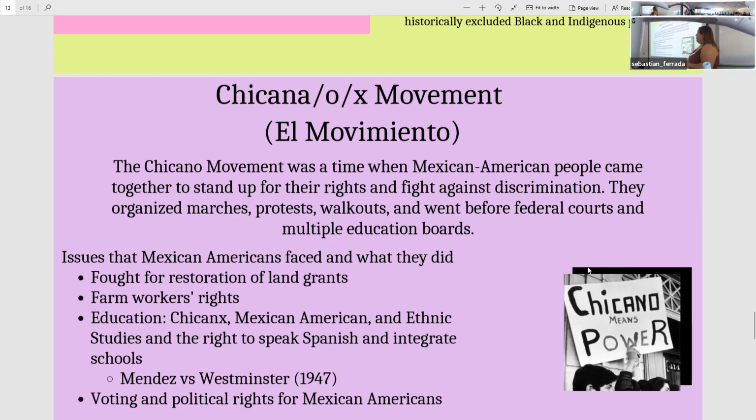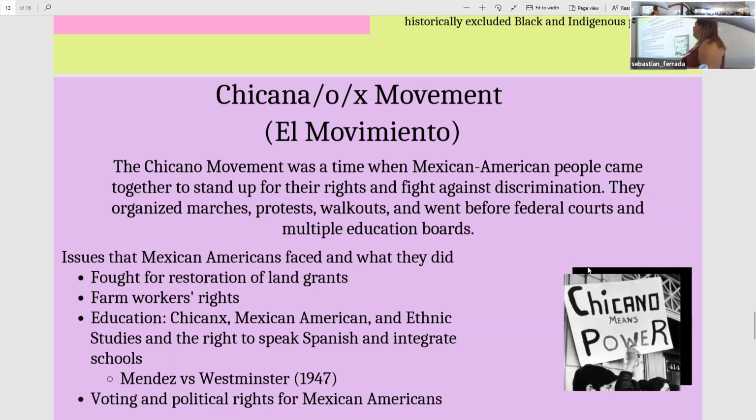Another issue we were fighting for was farm worker rights. And in 1962, a group of Chicano activists led by Cesar Chavez and Dolores Huerta embarked on a journey to fight for fair wages, 8-hour days, as well as improved working conditions for farm laborers. And really that expanded to all Mexican American laborers. And as a result, a foundation called the United Farm Workers was developed.